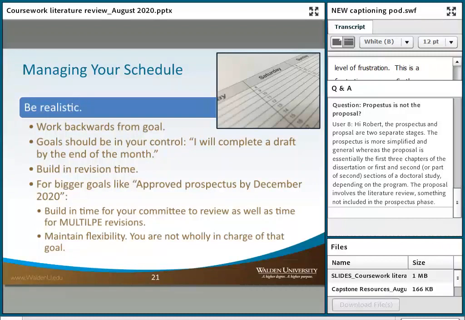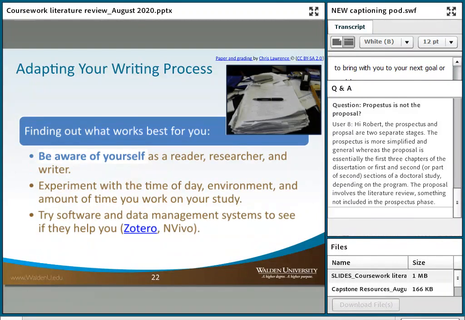Managing your schedule, work backwards from the goal then. Okay, so if you say, I want to finish my lit review by the end of this term, you can't just write up until the day before the end of the term, right? You all know this, but I'm going to say it anyways. You have to build in getting it to your chair, getting their comments, which will take a week or more, and then dealing with their comments and writing another version.